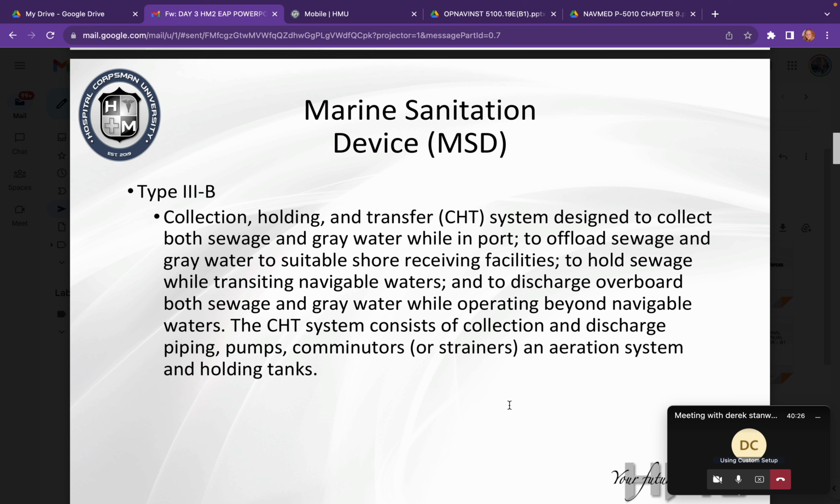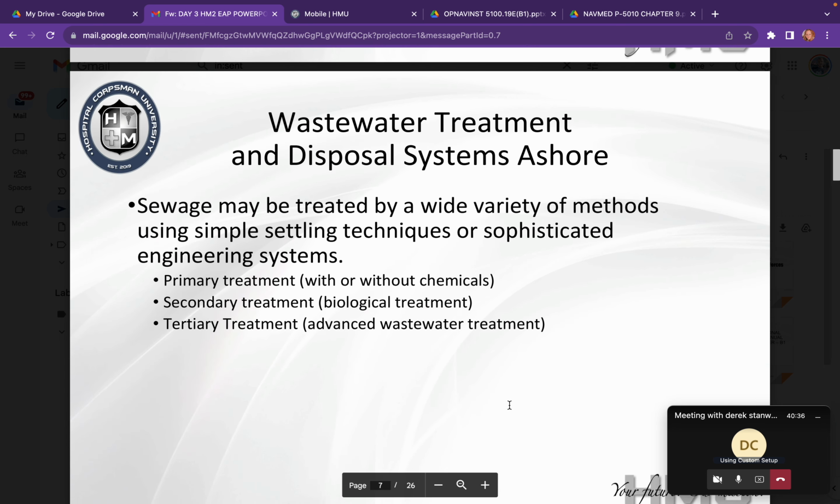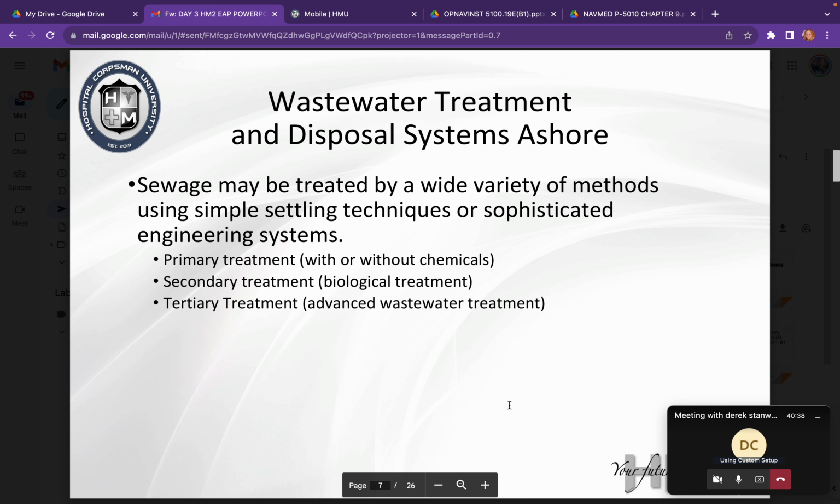The CHT system consists of collection and discharge piping, pumps, comminutors or strainers, and an aeration system with holding tanks. So you have 4 types: type 1, 2, and then 3A and 3B.